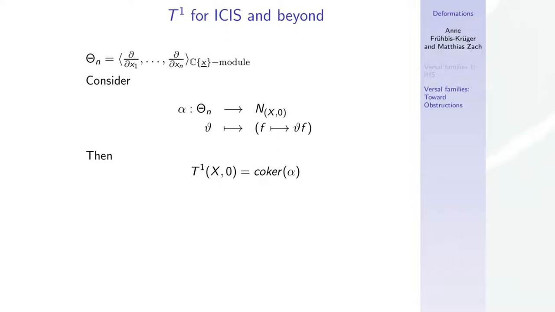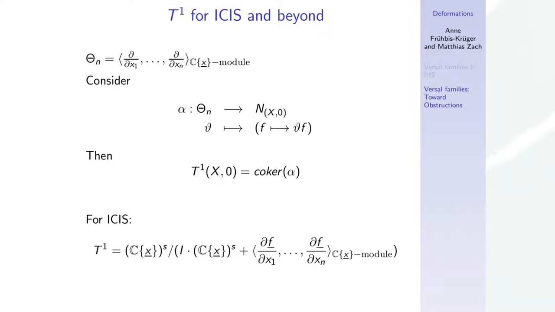Now, let us look at the T1. First of all, I'll denote by Theta_n the C{x}-module with the generators d/dx1 to d/dxn. And we look at the map alpha from Theta_n to the normal module that takes such a derivation theta to the map f to theta applied to f. Then the T1 of X is defined as the cokernel of alpha. If for a moment you go back to X being a hypersurface, it's easy to check that you get again your Tjurina module.